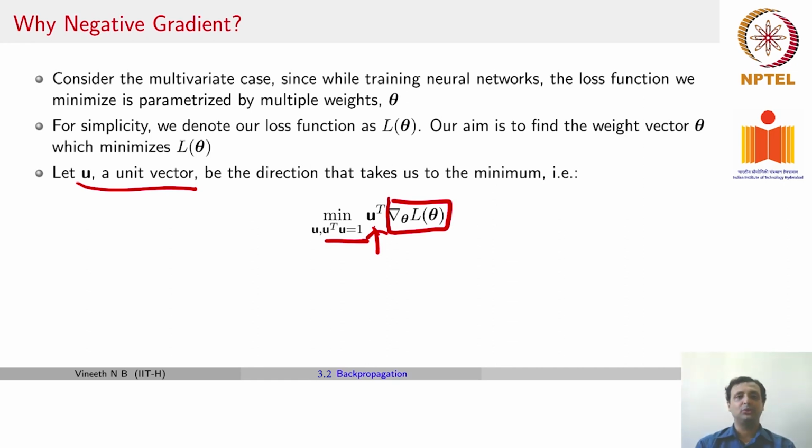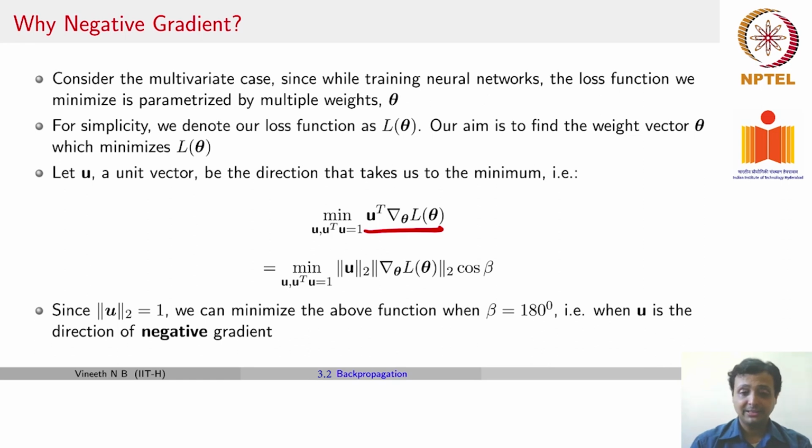So we want to minimize over all possible unit vectors u, where u transpose u is equal to 1, the quantity u transpose times the gradient of the loss function. This is simply a dot product, so it can be written as the 2 norm of u times the 2 norm of the gradient times cos beta, where beta is the angle between the u vector and the gradient of the loss with respect to theta.